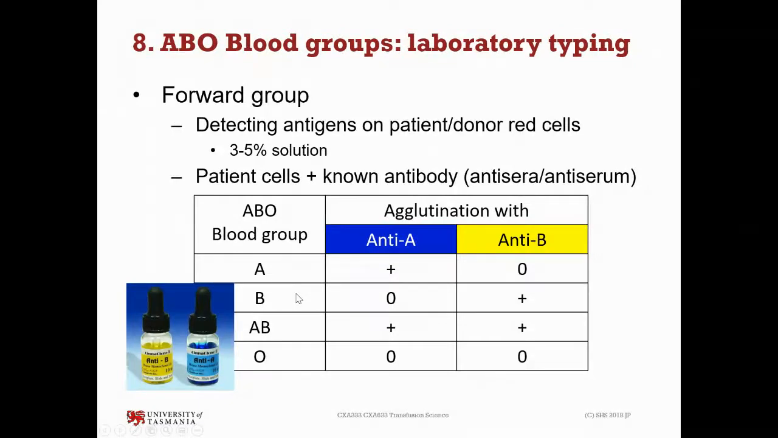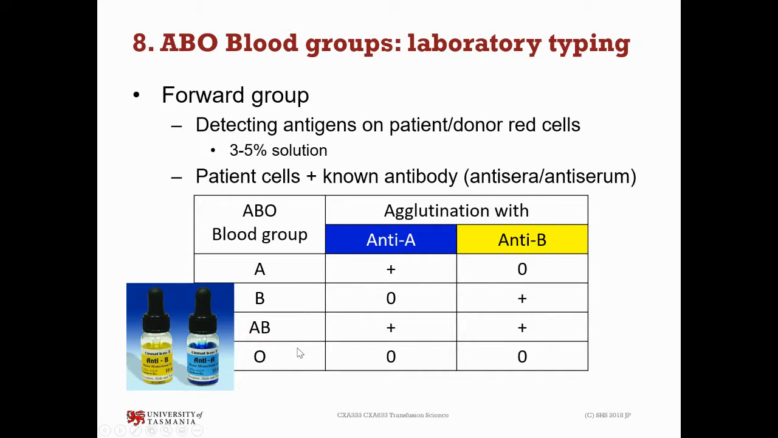Similarly, with blood group B, in the forward group we are detecting the antigens on the red cells. Blood group B have B antigens on the red cells, and so blood group B is only going to react with our anti-B antisera. So this pattern tells you that you have a blood group B. Similarly, blood group AB, because you have both the A and the B antigen on the red cells, will react with both. And so this pattern tells you that your patient is blood group AB.